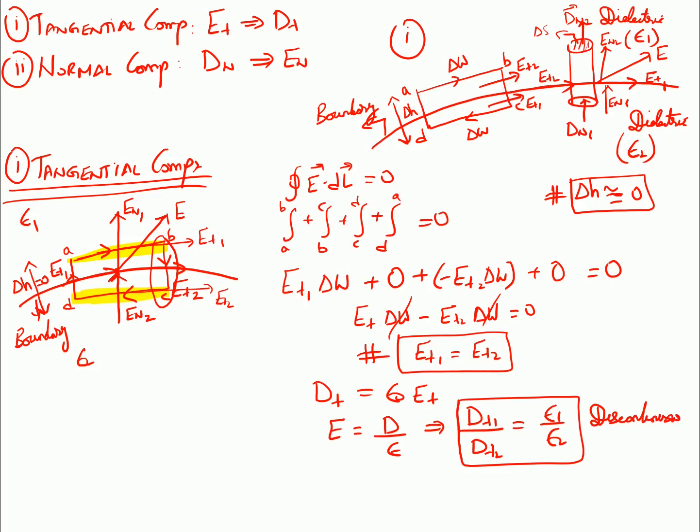What does it mean? It means that if the electric flux density is moving from E2 to E1, it is dependent upon the material. It will not have the same value as we saw previously in the conduction case. What does it mean?